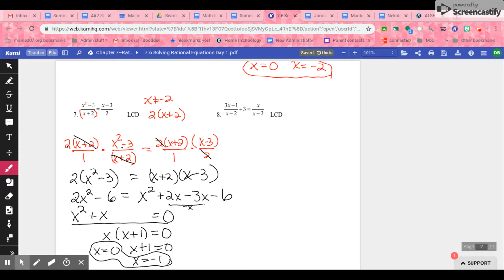Last one. Here I know that x cannot be 2 because 2 would make my denominator 0. Notice how this 3 isn't a fraction. So I'm going to write it over 1 so that it is a fraction. And I know my common denominator has to be x minus 2. So I'm going to multiply everything by x minus 2. Don't forget to multiply that.